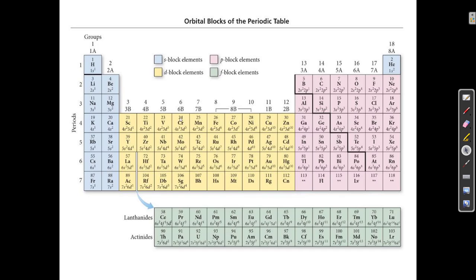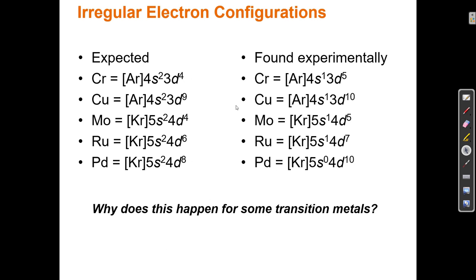And chromium and molybdenum share this irregularity. But by the time we get to tungsten, it doesn't. Tungsten looks normal, 6s2 5d4. So it jumps around a bit here, and just be aware that sometimes these electron configurations are irregular. So yeah, here are some of the ones that we talked about.